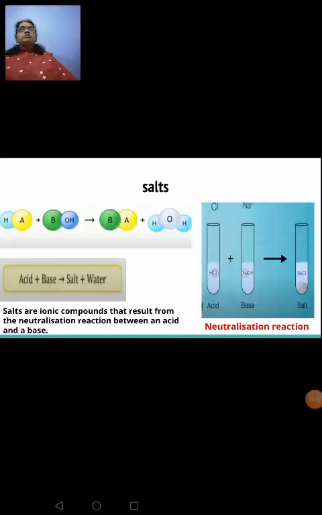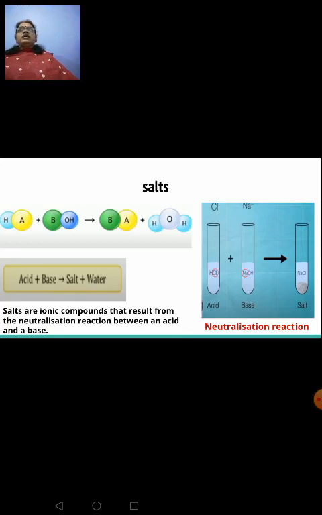So let's learn about salts. What are salts? Salts are ionic compounds that are formed from the neutralization reaction that takes place between an acid and a base. For example, a well-known example, sodium hydroxide with hydrochloric acid, a neutralization reaction takes place and the salt formed is sodium chloride and water.